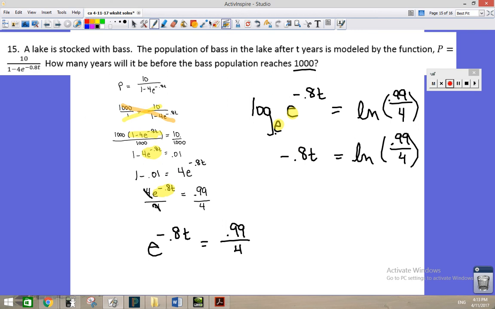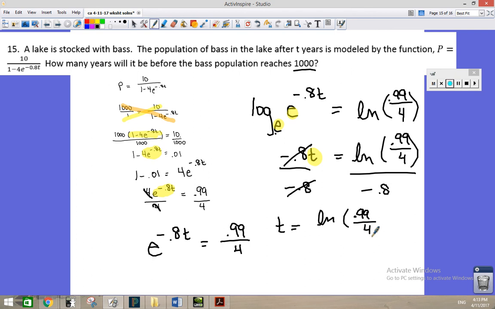To get t by itself, we've got two factors here. We divide both sides of this equation by negative 0.8. Negative 0.8 divided by negative 0.8 is just 1. So we're done. We have our answer.